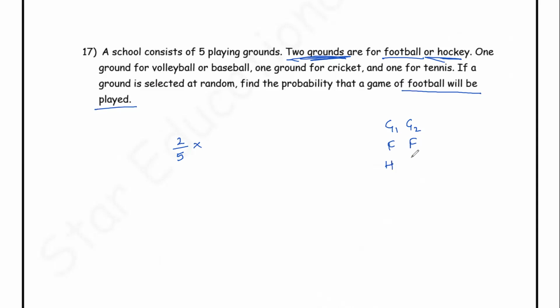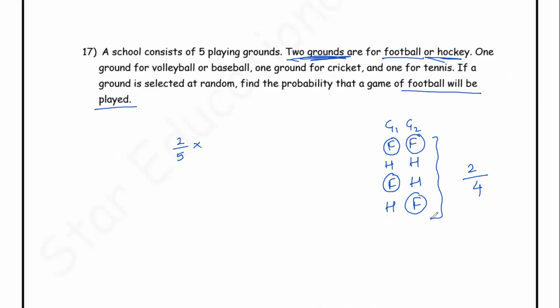Then it can be hockey also. Football on ground one, hockey on ground two, and hockey on ground one and football on ground two. These are the possible combinations you can have on ground one and two. So the question is, if a ground is selected, a ground meaning 1 ground is selected at random, right? Find the probability the game of football will be played. So out of these 4 combinations, we can clearly see that there are two combinations on ground one, and also there are two combinations on ground two.